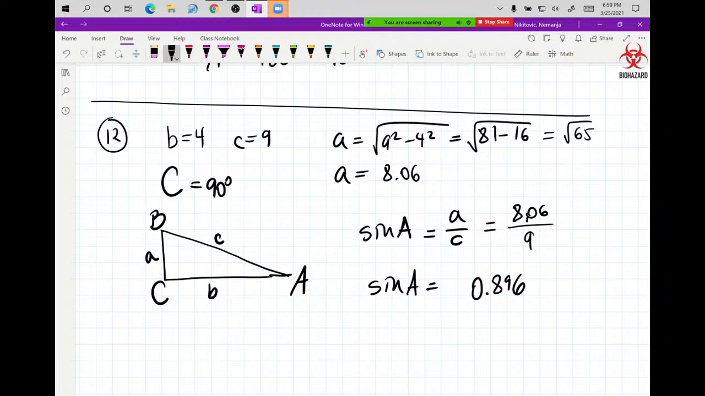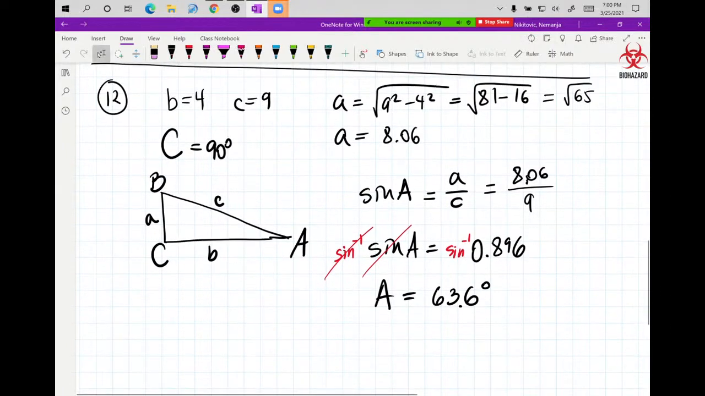Now, why did I leave some space? To solve this equation for A, you need to hit both sides by inverse sine. That's why we learned our inverse sines last time, so that can free up our A, and then you just need to find the inverse sine of the previous answer, and that's 63.6 degrees. See, it's very quick, right?